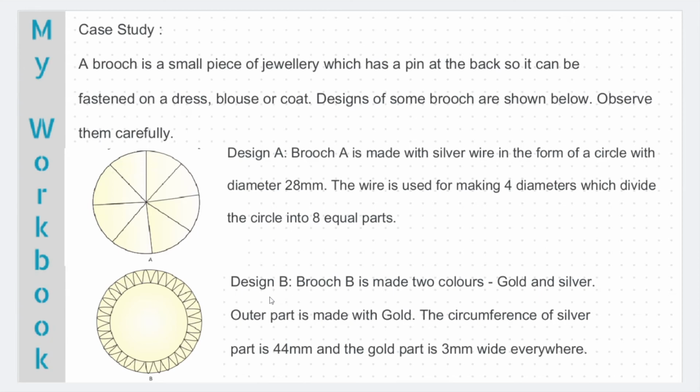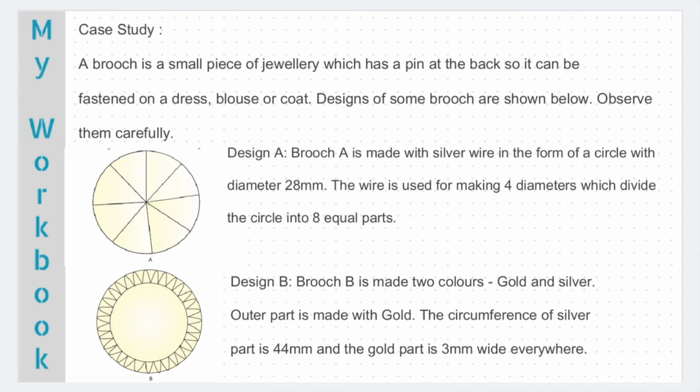Design B. Brooch B is made of two colors, gold and silver. Outer part is made with gold. The circumference of the silver part is 44 mm and the gold part is 3 mm wide everywhere.